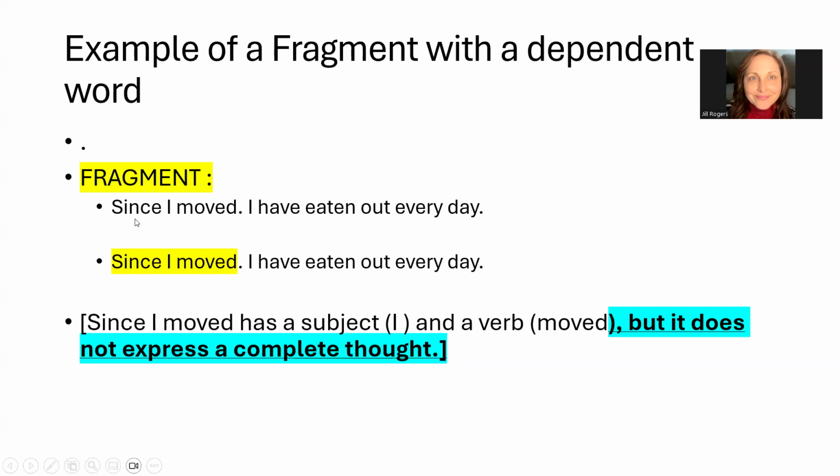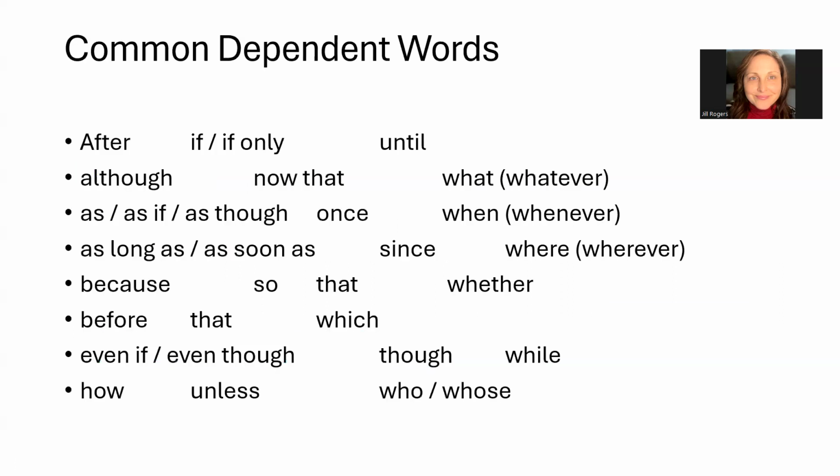Because you use that dependent word, this word has to make a connection to something else. But in this case, you just full stopped. And that's why it's a fragment, because it does not express a complete thought. Since I moved, but you know that something's missing. If someone just said, since I moved, and stopped, you would wait for them to finish, right? Because it's not a complete thought.